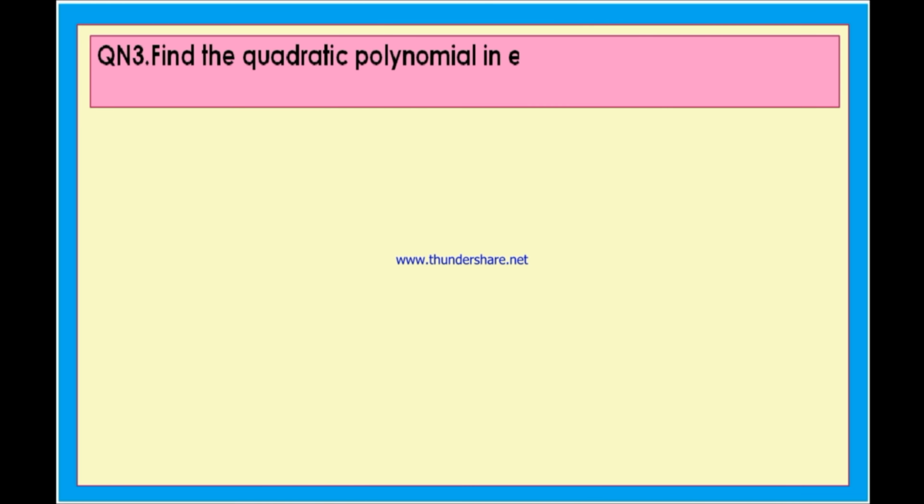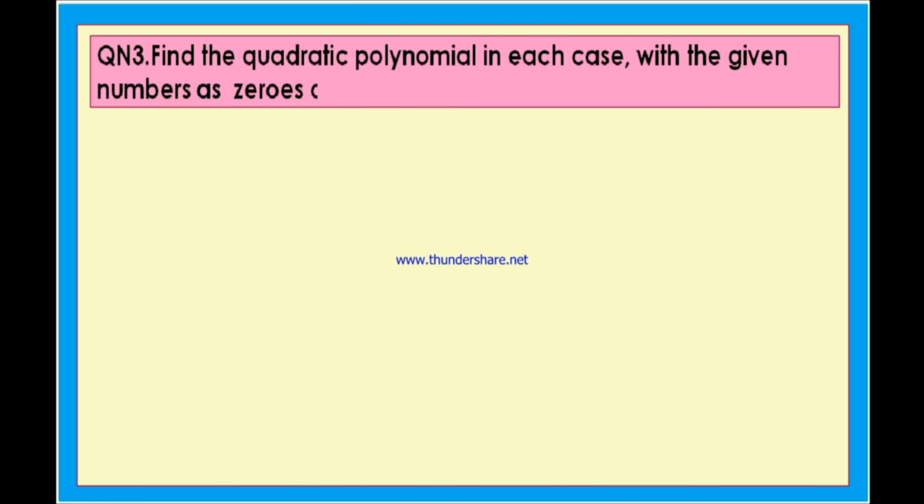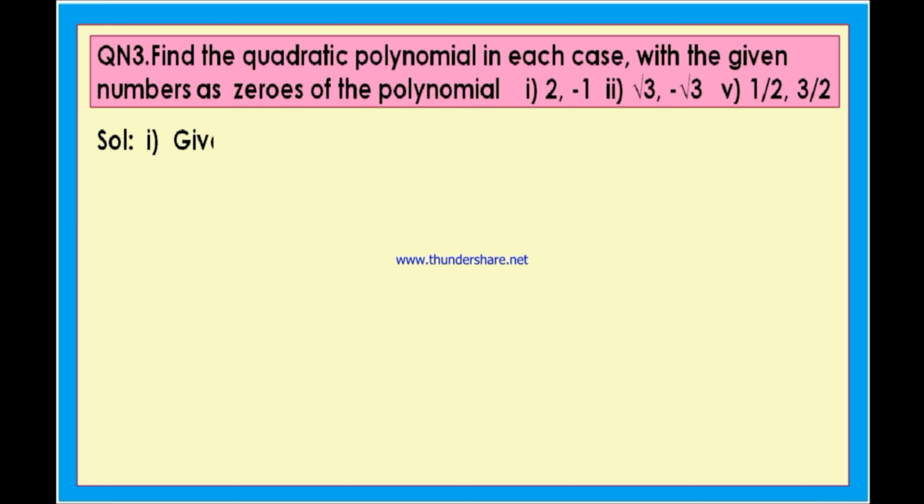Find the quadratic polynomial in each case with the given numbers as zeros of the polynomial. First bit 2, -1; second bit √3, -√3; fifth bit 1/2 and 3/2. Look at the solution now.